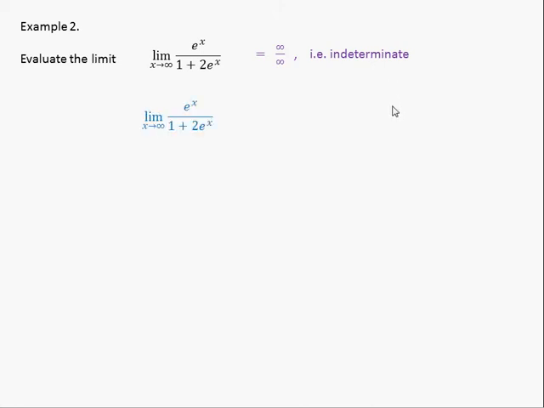So we've got the limit here. What we need to do is use L'Hopital's Rule. So the derivative of e to the x is e to the x, and the derivative of 1 plus 2 e to the x is 2 e to the x. Obviously now the e to the x's cancel out, so you get the limit as x approaches infinity of a half. Well, there's no x's there, so obviously the answer is a half.